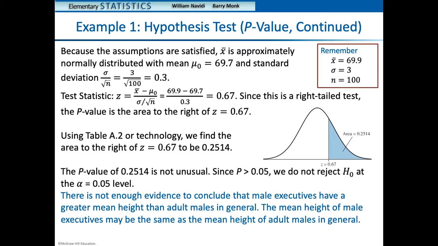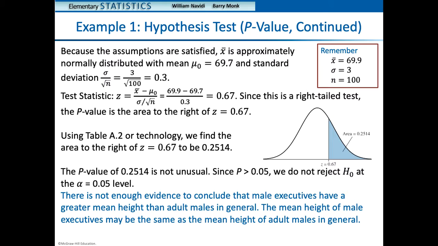Now again, it's important to point out that this does not necessarily mean that the null hypothesis is true. It's simply saying that we don't have enough evidence to reject it. So we'll conclude by saying there is not enough evidence to conclude that male executives have a greater mean height than adult males in general. The mean height of male executives may be the same as the mean height of adult males in general, and that will be our conclusion.